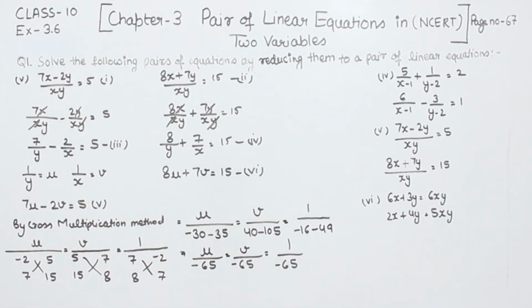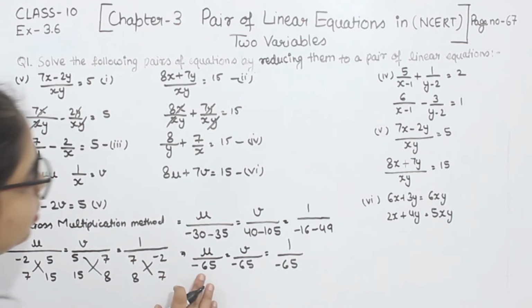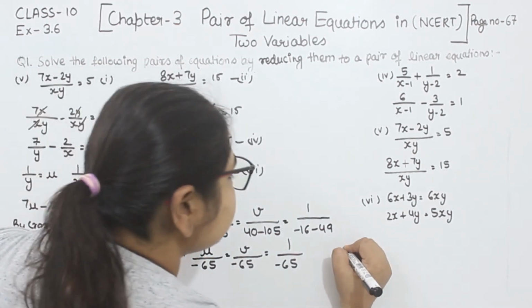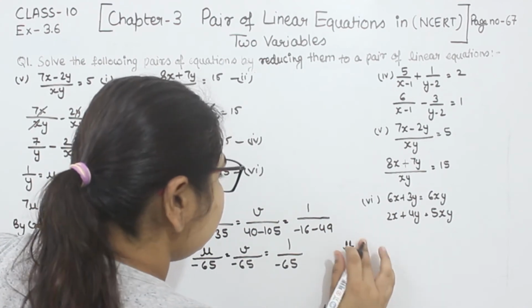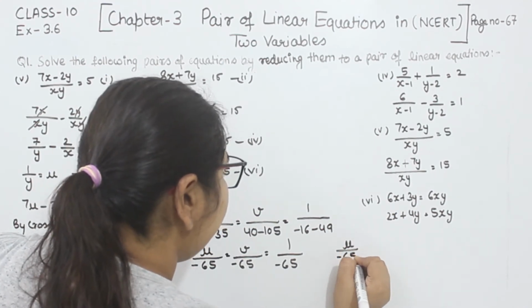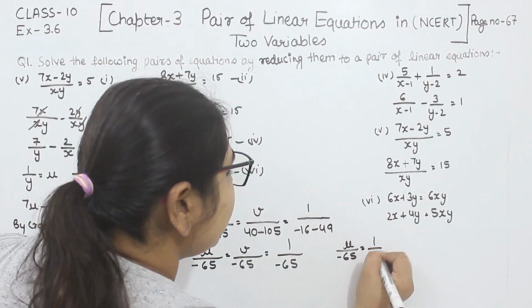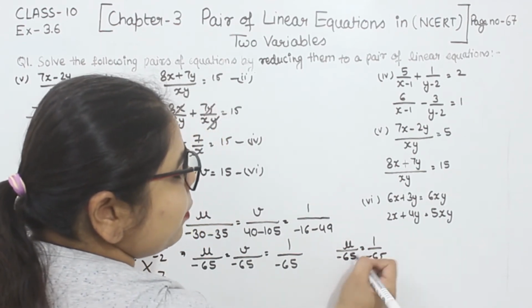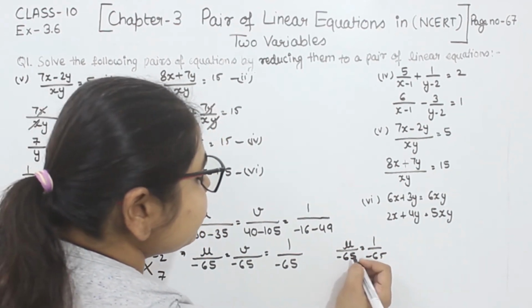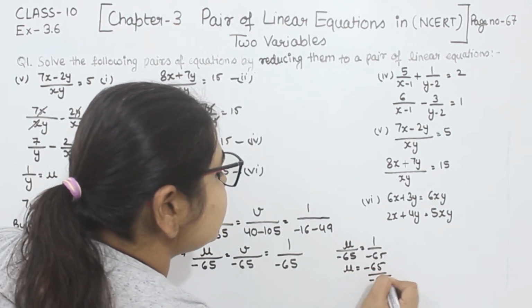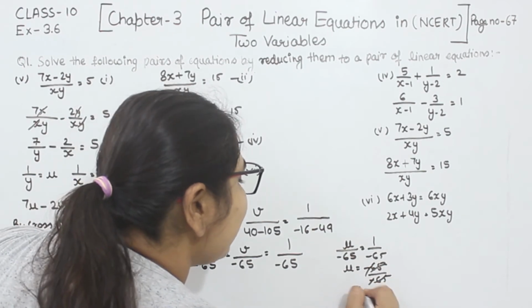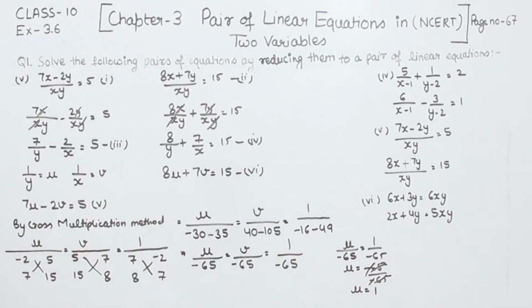Now we are going to find the value of u and v. For that one we are going to equate u and v to the constant. So we are having u by minus 65 equal to 1 upon minus 65. We are going to cross multiply this one. This one we are having u equal to minus 65 upon minus 65. Minus is cancelled from minus. So the value of u we are having as equal to 1.